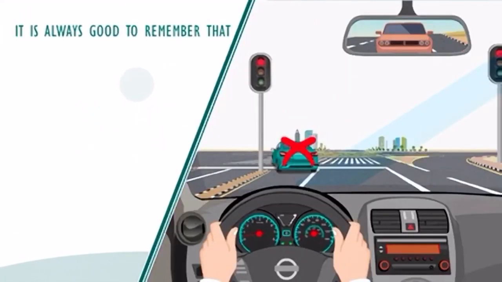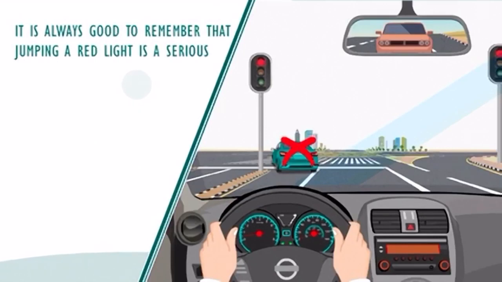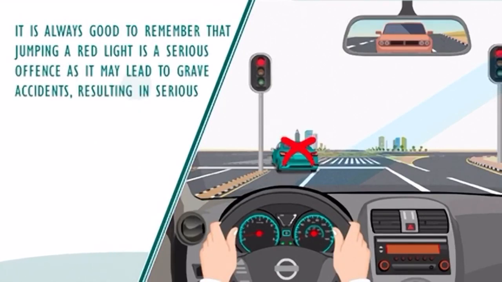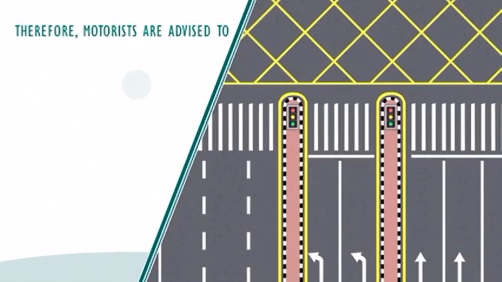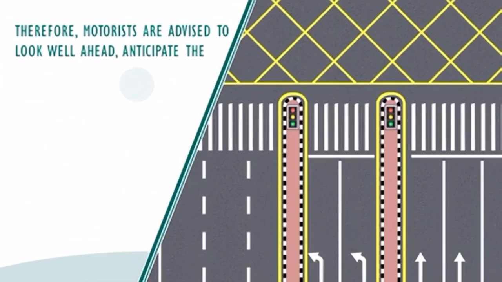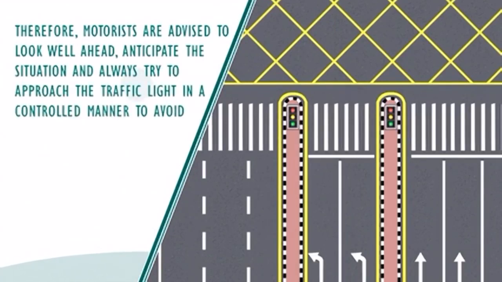It is always good to remember that jumping a red light is a serious offence, as it may lead to grave accidents, resulting in serious injuries and fatalities. Therefore, motorists are advised to look well ahead, anticipate the situation, and always try to approach the traffic light in a controlled manner to avoid any last-minute reaction.